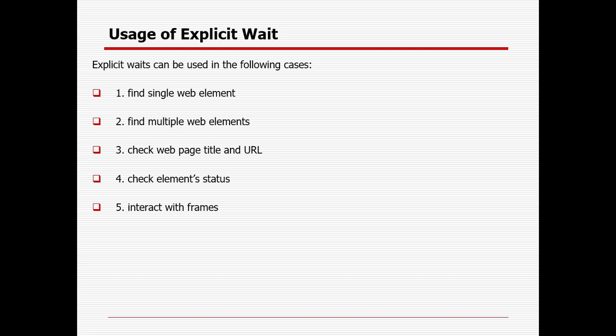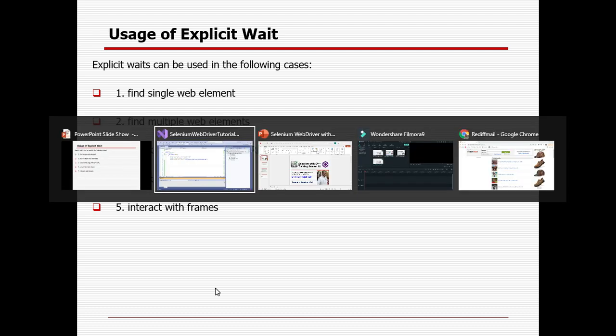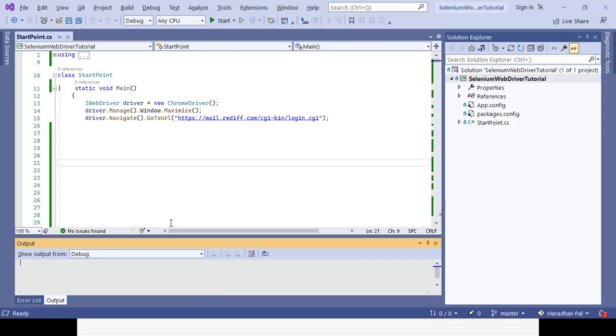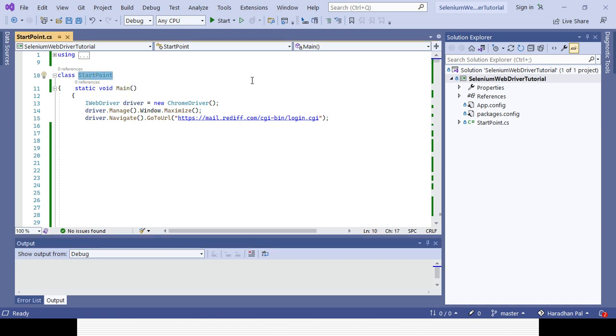Now let's try to understand how we can implement the implicit and explicit wait in runtime code. So here I already created the Selenium WebDriver tutorial project, and this is the start point class. We are trying to open a web page, the Reddit login page, where we are creating the object or instance for the IWebDriver interface and the ChromeDriver class. I am maximizing it. I want to navigate to the URL. In case that URL is not loading in some time, we can give some implicit wait before throwing any kind of error.